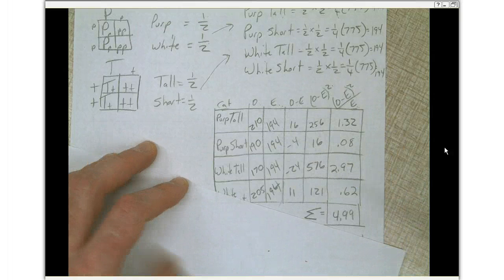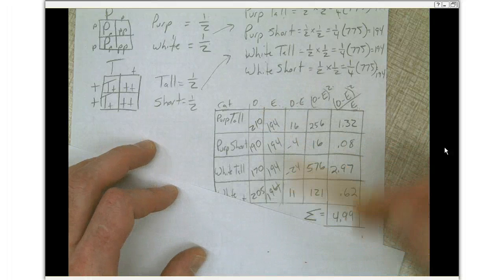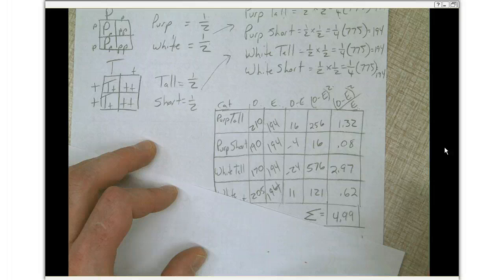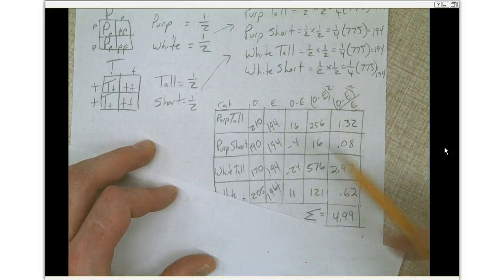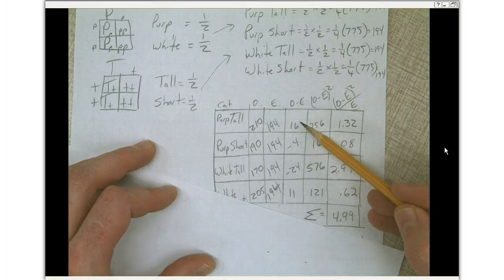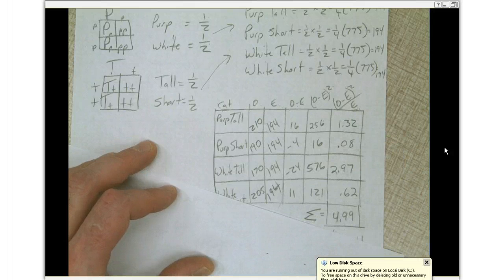All right, so for the four categories, we have observed 210, 190, 170, 205. That goes in the first column for figuring out chi-square. Expected, 194 for each one of them. If you subtract observed minus expected, you get 16 for the first category, minus 4 for the second, minus 24, and 11. Then you square it, you get 256, 16, 576, 121. And then you divide by expected, and you get the following values. If you add them all up, the sum, which is going to be your chi-square value, is 4.99.